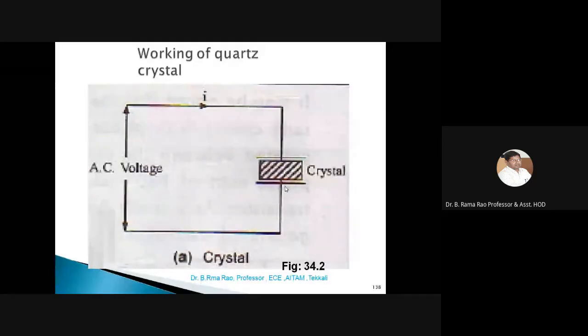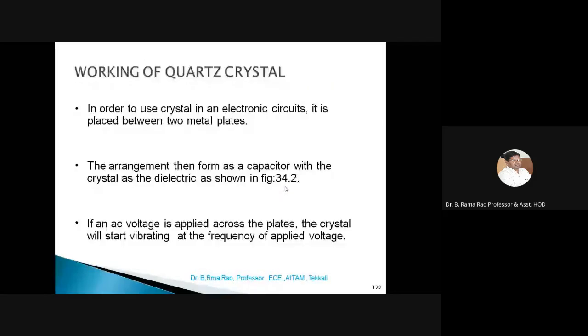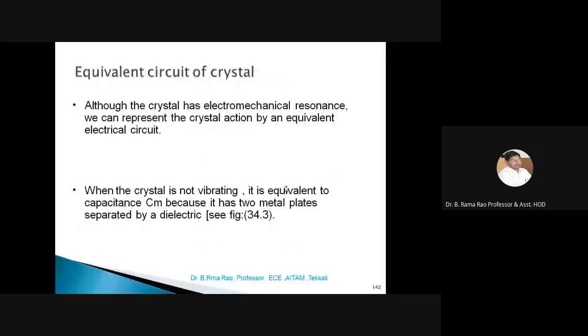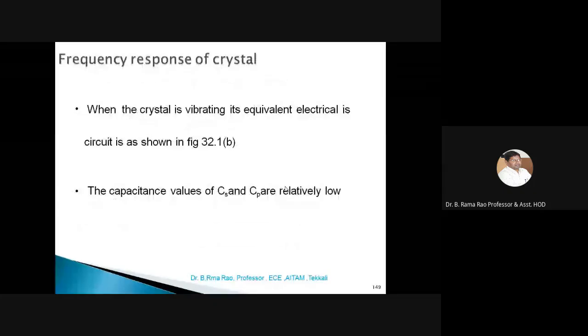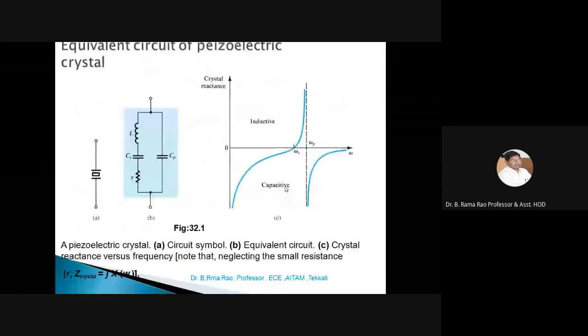Before this working of the crystal, let us see the equivalent circuit of the crystal. So this is the equivalent circuit of the piezoelectric crystal. This is the symbolic representation. We are going to cut this quartz material or tourmaline stone or Rochelle salt material like this wafer. So this is the symbolic representation of the crystal, and this is the equivalent circuit.